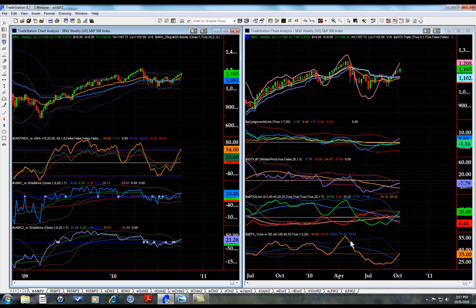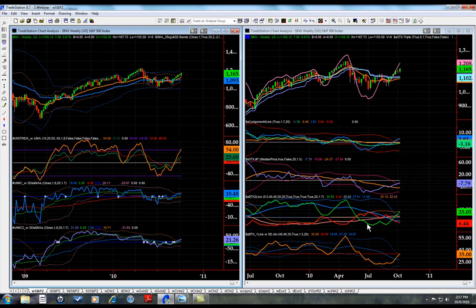Down here we have the BTX1 line, which is a non-directional trend indicator, and its center moving average and its upper and lower standard deviations. And basically, when this indicator gets above 35, you can start to take that trend seriously. So let's look at what we have here.